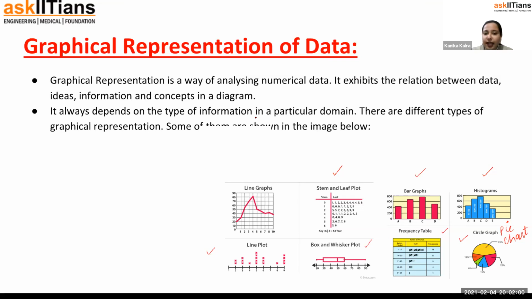It always depends on the type of information in a particular domain. There are different types of graphical representations. If you have a lot of data, we draw histograms. Comparison of data is done through pie charts, or it could be double bar graphs also. When you plot something against time, then we plot line graphs. All right. We will be learning them in detail in further stages. Let's understand them one by one.